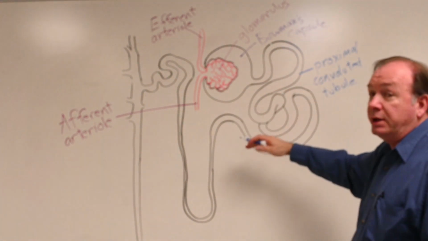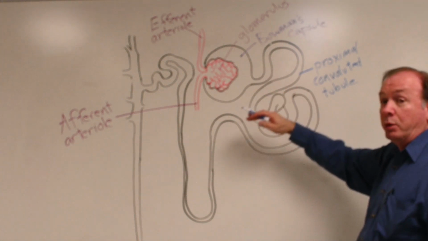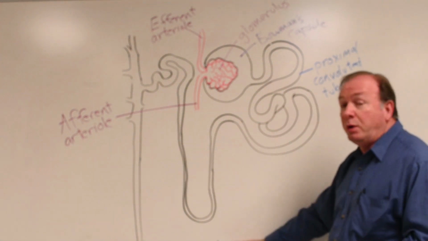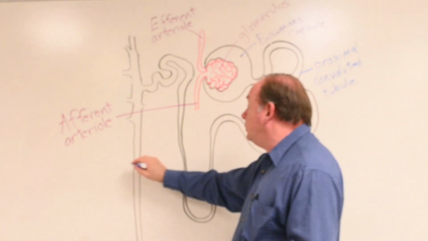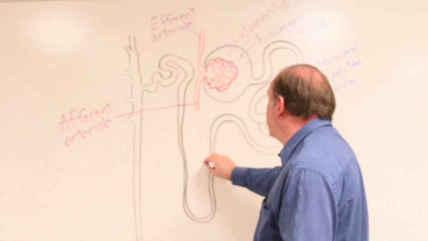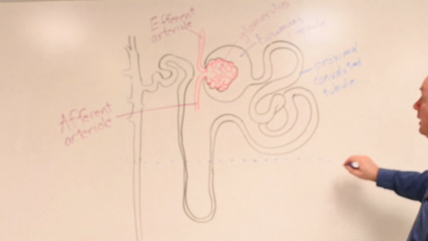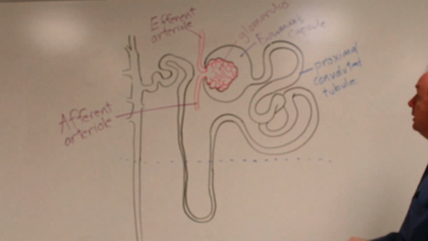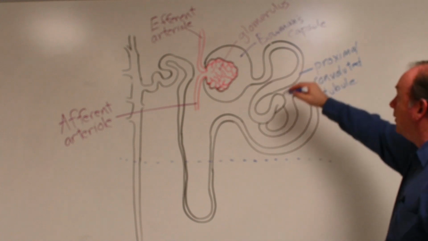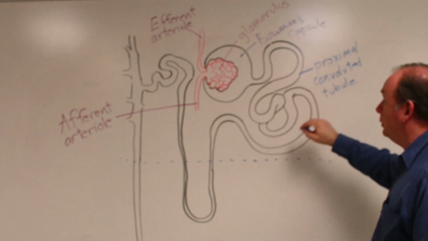This is in the cortex region of the kidney, the outer portion here. From here down would be in the medulla of the kidney. So let me just put a dotted line across here, indicate this is cortex out here, medulla down here. So your proximal convoluted tubule, the fluid moves through here.